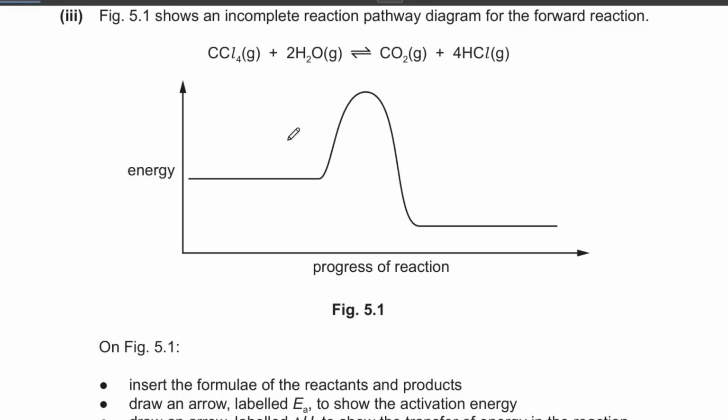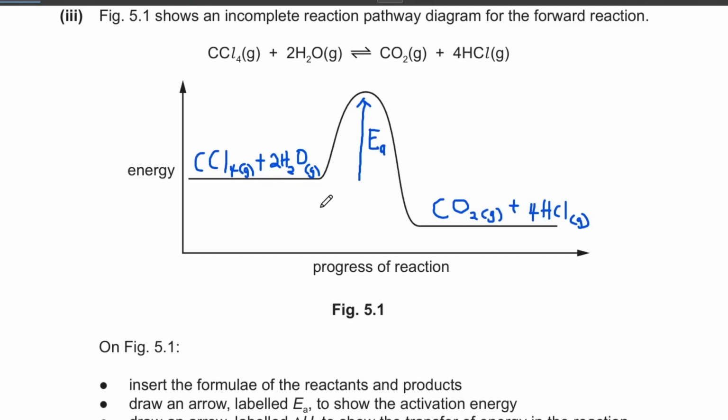So this is a reaction pathway diagram. So our reactant will be here and the product will be here. So let's write the reactant there. So this is how we place our reactant and our product. Next is to draw an arrow to indicate our activation energy. So this is our activation energy. Then finally, we have to show the enthalpy change. So this is our complete reaction pathway diagram for the forward reaction.